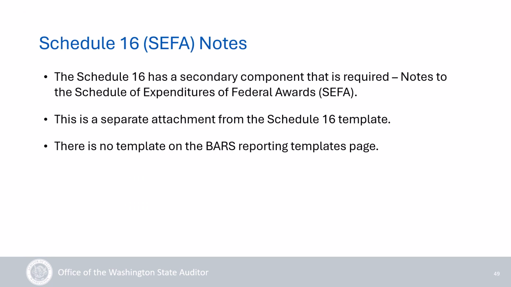The Schedule 16 does have a secondary component that is required as part of the annual report, which is the notes to the CFA. This is a separate form than the Schedule 16 template, and it is attached separately within the annual filing system. Just a reminder from earlier that there is no template for these notes. To create your notes, you'll go to the Schedule 16 instructions in the BARS manual and copy and paste the note disclosures in a Word document to complete. You will only copy over the disclosures that are required and applied to your government.